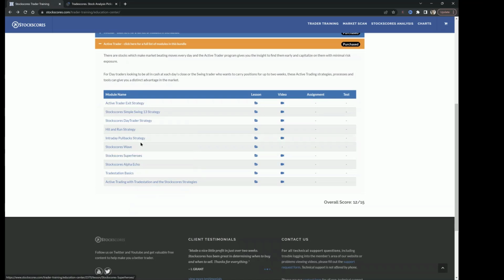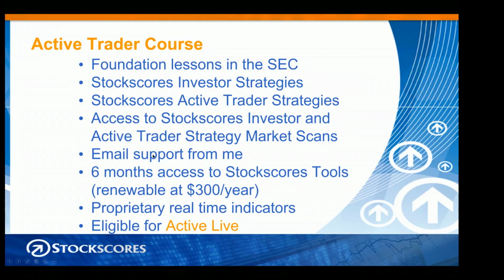Okay, so what is there? 5 or 6 different strategies there, as well as how to exit. Not enough just to buy, we have to know when to sell. Email support from me again, 6 months access to the Stockscores tools, plus those real-time indicators for Tradestation.